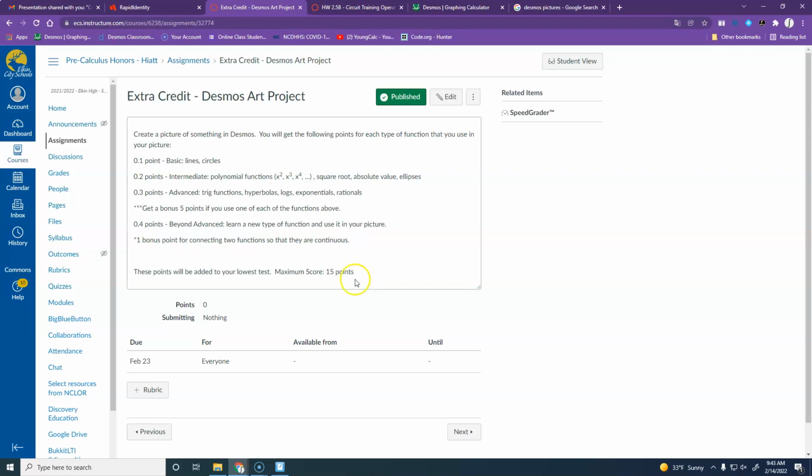Now, I would still be impressed with really crazy pictures if you just want to do it for fun. And honestly, to get 15, you're going to have to use a lot of functions there. Or the bonus points will help you if you use all of the functions. And the bonus point for connecting two functions so that they are continuous, that's a one-time bonus there. So you can't do that repeatedly, because you could rack up the bonus points too fast that way also. So that's a one-time thing there.